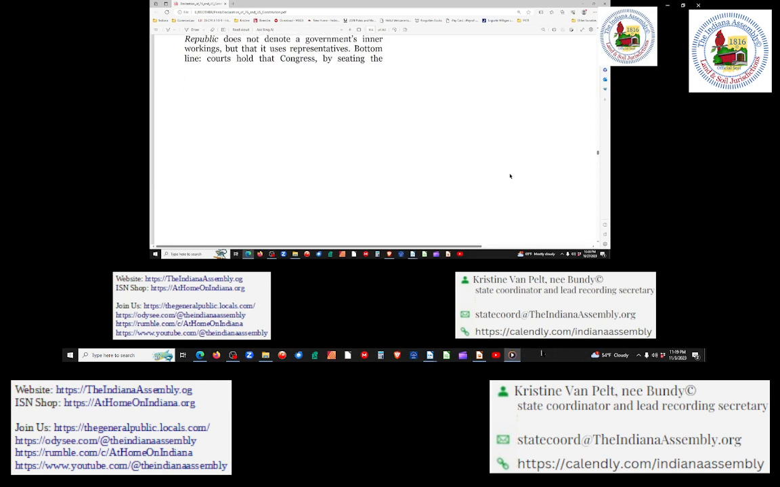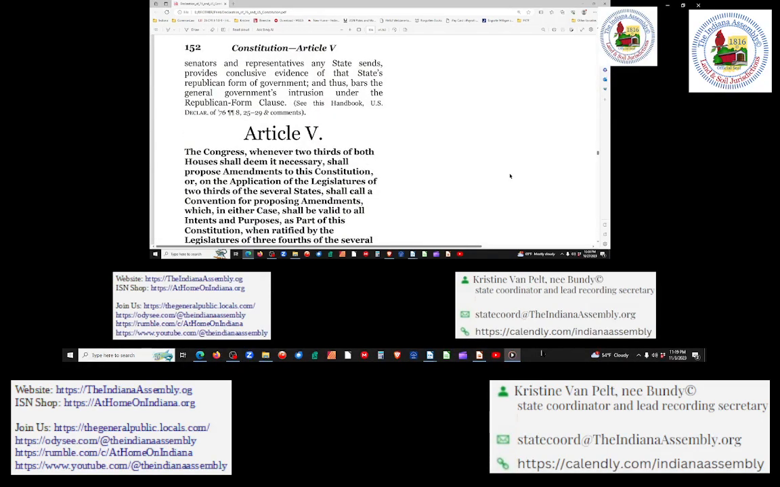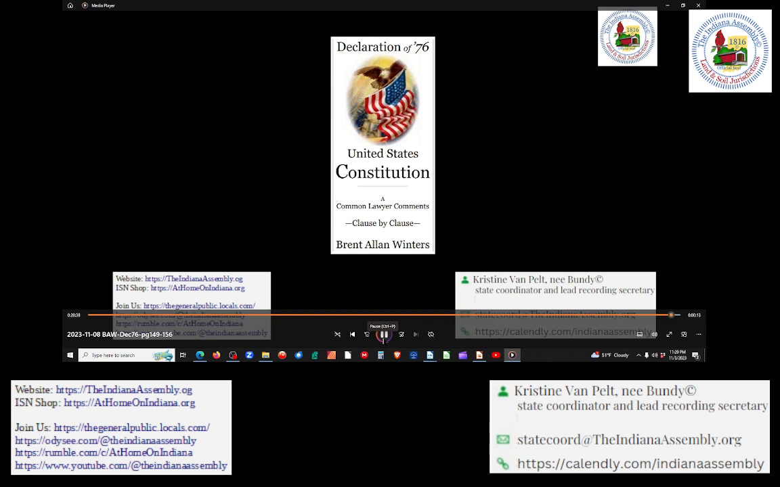Bottom line, courts hold that Congress, by seating the senators and representatives any state sends, provides conclusive evidence of that state's Republican form of government, and thus bars the general government's intrusion under the Republican form clause. See this handbook, U.S. Declaration of 76, sections 825 to 29, and comments. All right, and that was Brent Allen Winters. Moving forward again in his Declaration of 76, United States Constitution, common lawyer comments, clause by clause.